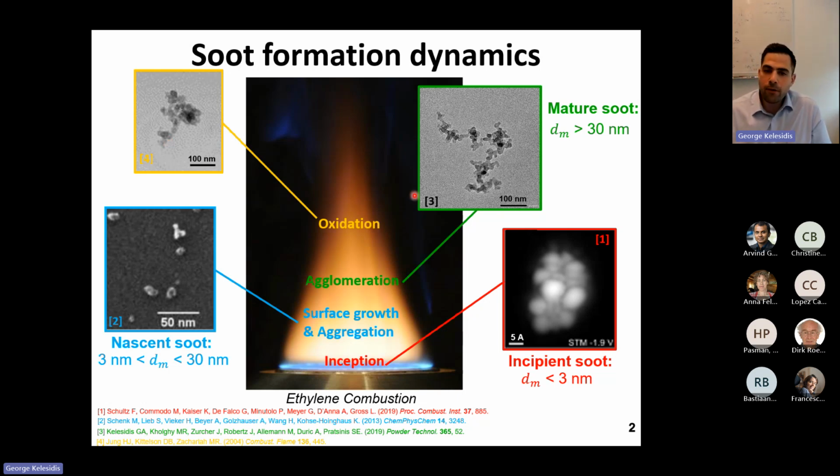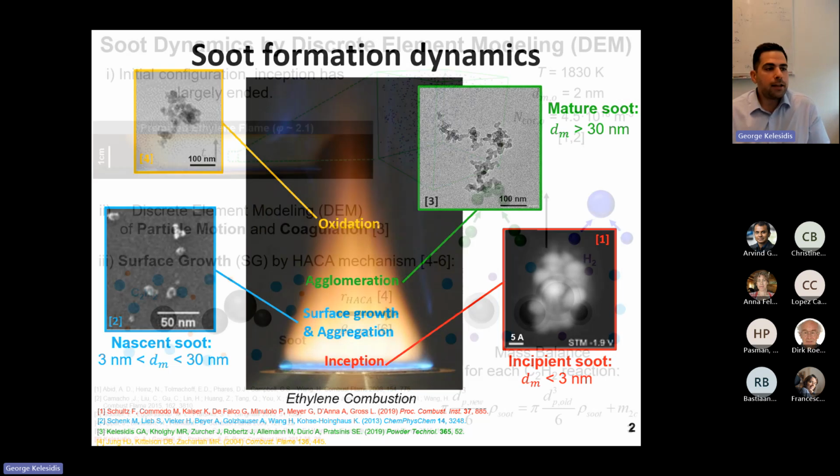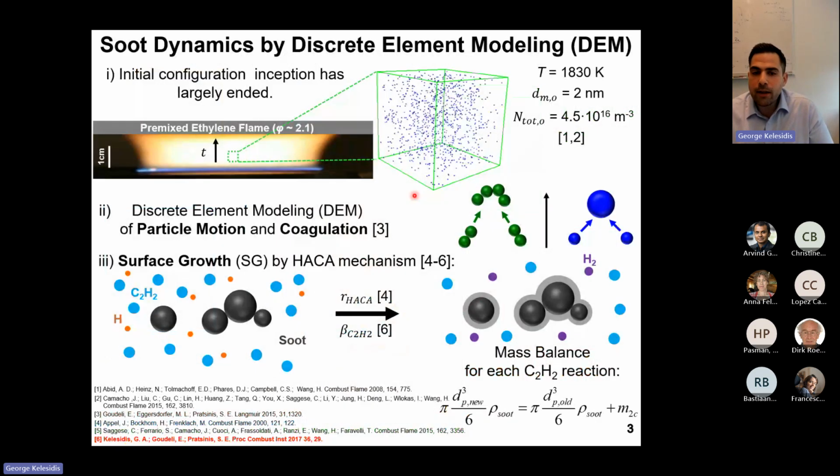So during my PhD studies at ETH Zurich, I developed a discrete element model to describe the morphology dynamics of soot nanoparticles during combustion. For the interest of time, I won't go through the details of this model. I just want to highlight that in this mesoscale discrete element model, we can follow in this simulation box in detail the particle motion and coagulation, either by coalescence or agglomeration.